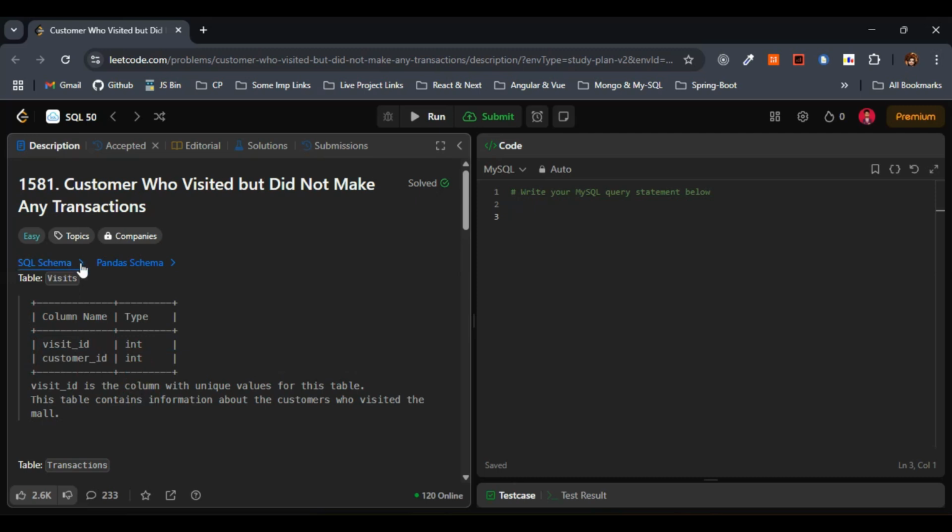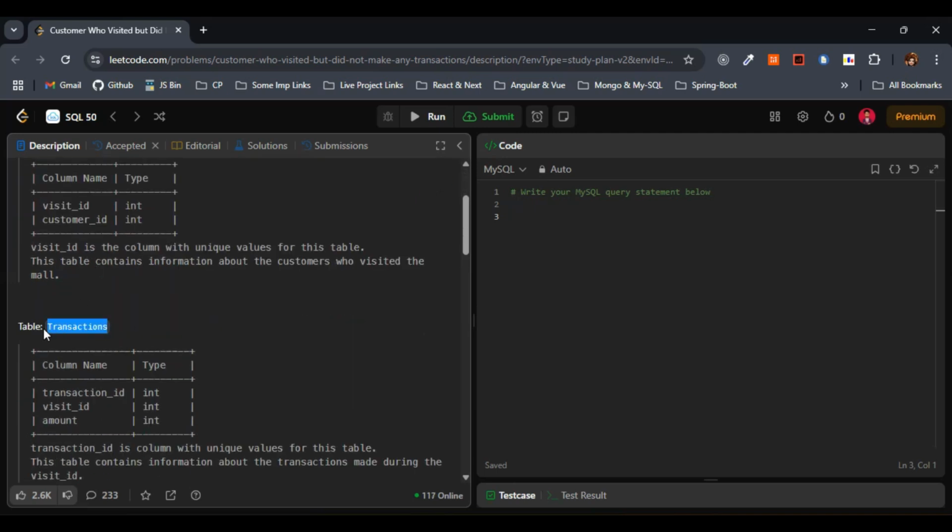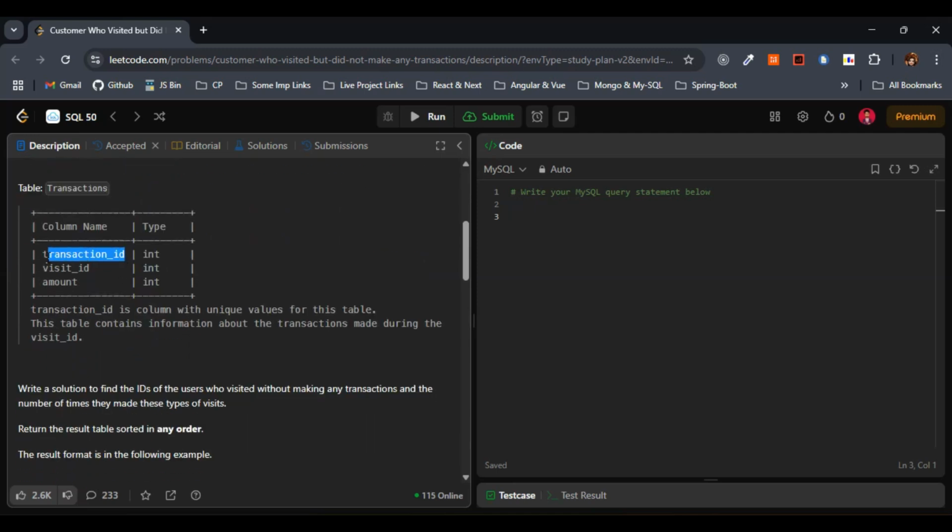The transactions table logs transactions that are linked to these visits. It consists of transaction ID, visit ID, as well as the amount. You can clearly see these three are of type integer.